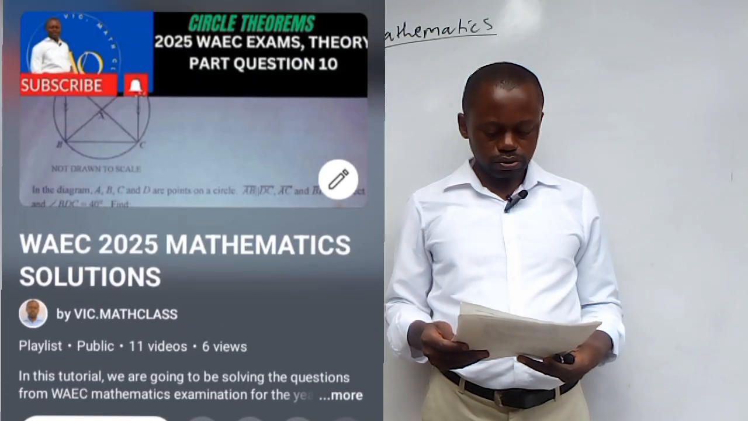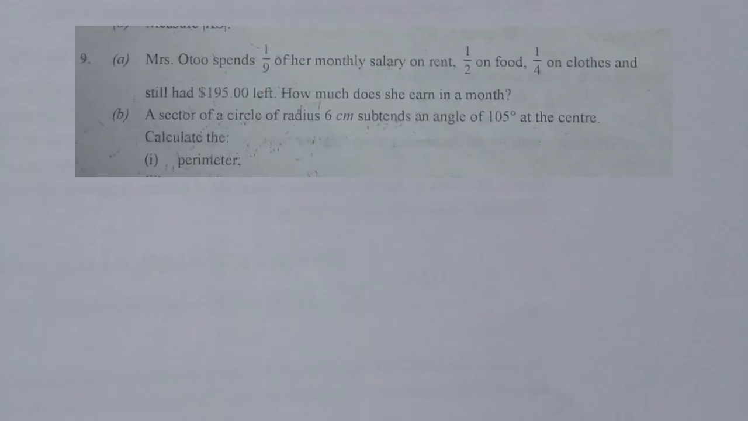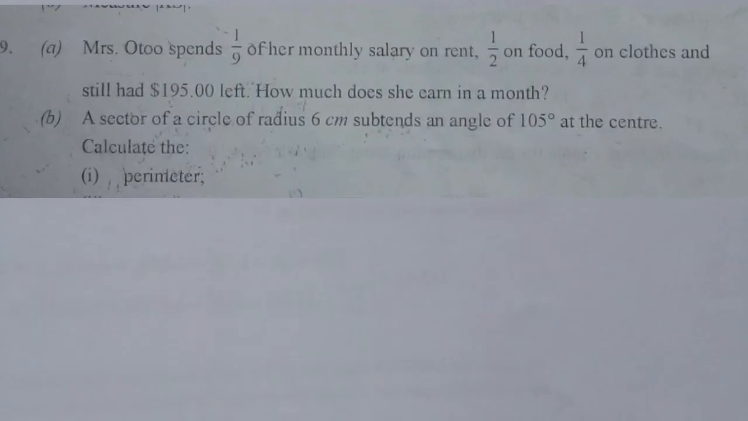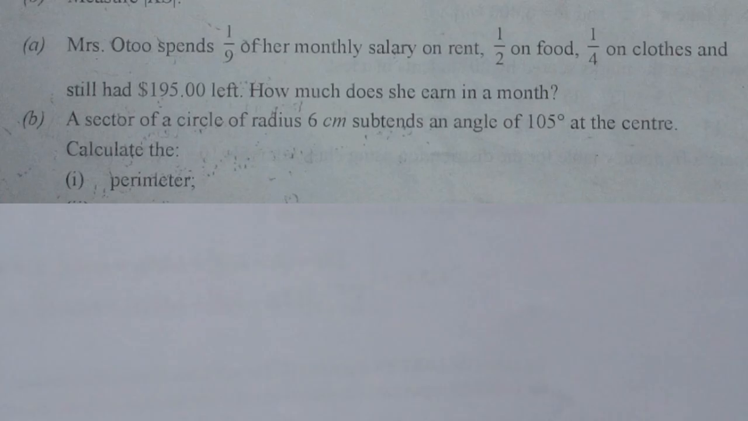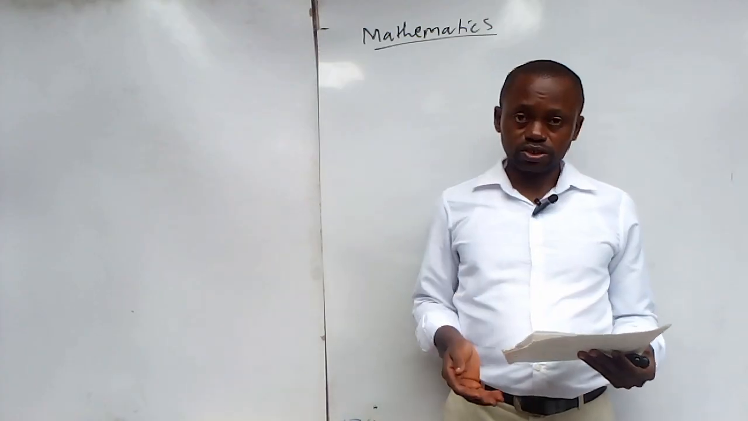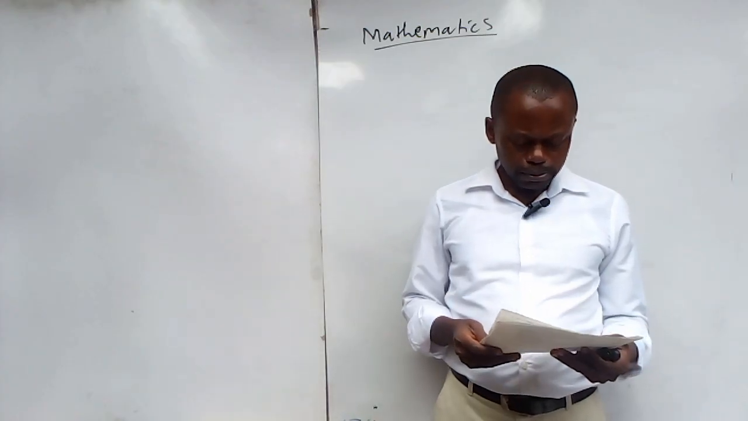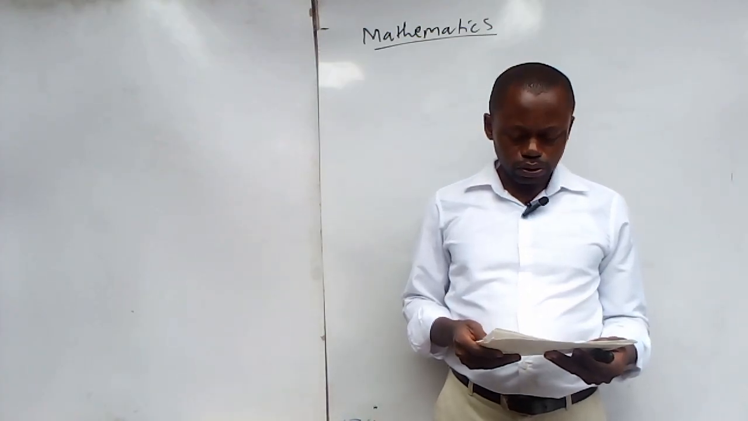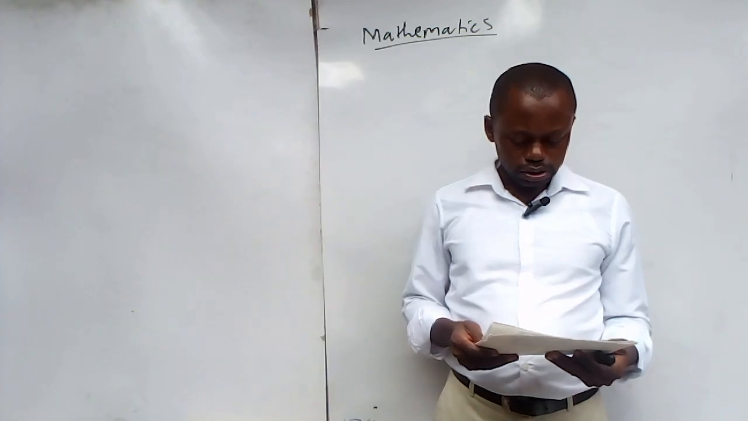It says Miss Otto spends 1/9 of her monthly salary on rent, half on food, 1/4 on clothes, and still had $195 left. How much does she earn in a month? Now, I believe that this question is quite simple anyway, but we are going to give a detailed explanation on this question.